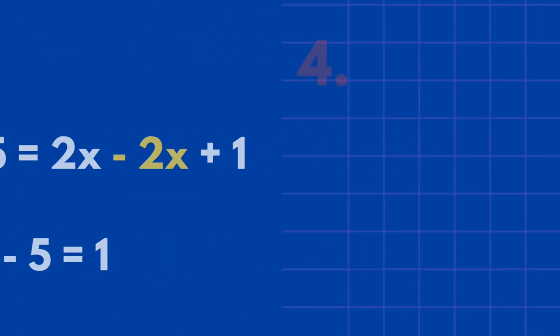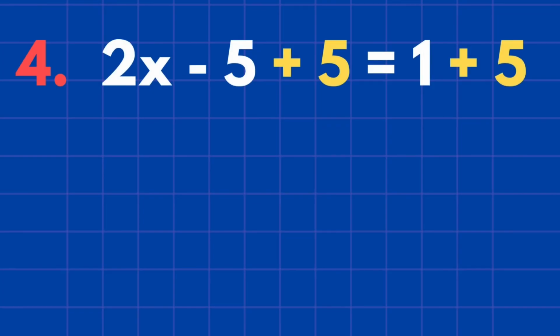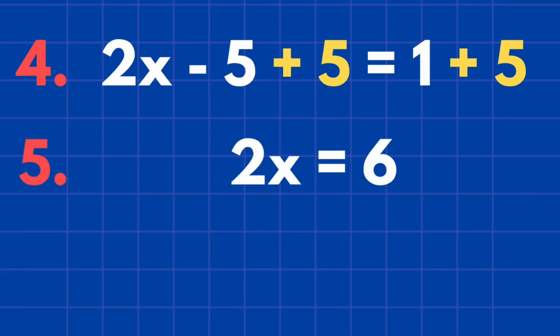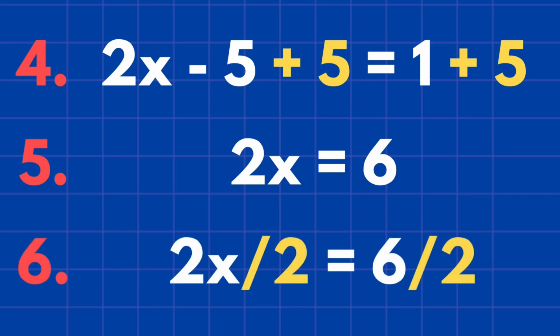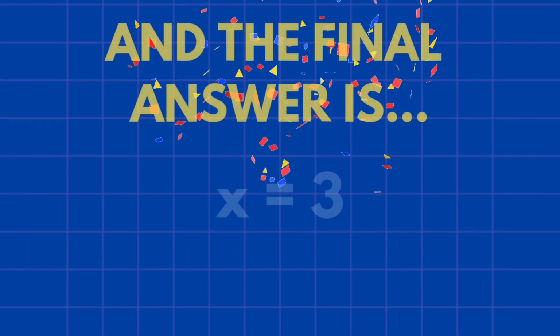The second step will be to move the numbers. To move all the numbers on the right-hand side of the equation, we will add 5 to both sides. That leaves 2x equals 6. Our last step is to untie x from 2, so we will divide both sides by 2. That leaves us with the final answer of x equals 3.